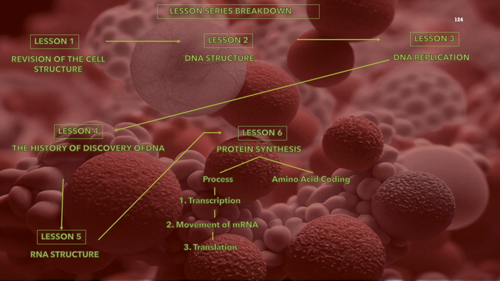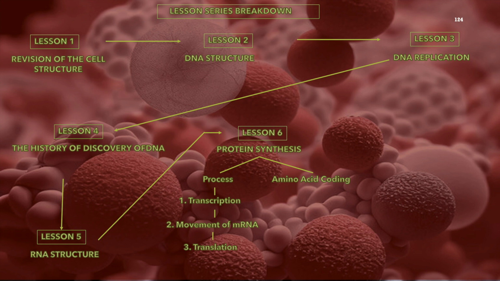This is an outline of how I decided to structure my lessons on the topic of DNA, the code of life. On lesson 1, we looked at the revision of the structure of the cell. Lesson 2, we looked at the DNA structure. Lesson 3, we looked at DNA replication. Lesson 4, we looked at the history of the discovery of DNA. On lesson 5, we looked at the second nucleic acid, which is RNA. We looked at its structure.